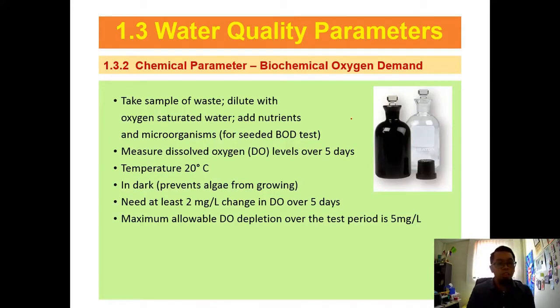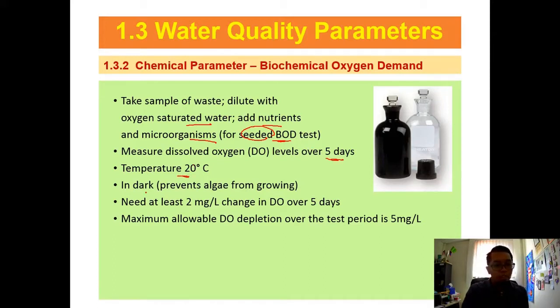So take the sample water, dilute with oxygen saturated water. Okay, add nutrients and microorganisms. This one is for the seeded BOD. For the seeded BOD, when the DO in your water is maybe less than 5, you need to do the seeded BOD. If the DO in your water is between 6 point something and 7, you can go directly without seeding, to measure the DO level over 5 days.